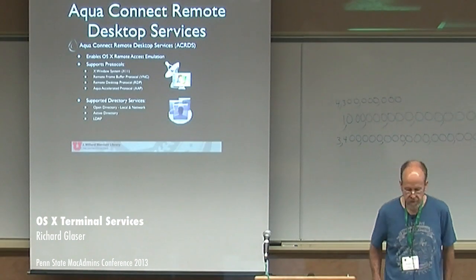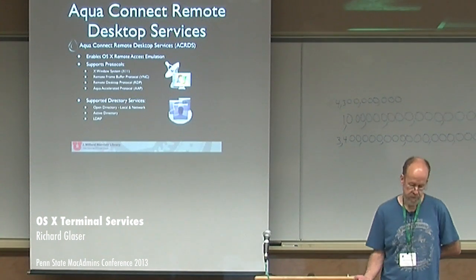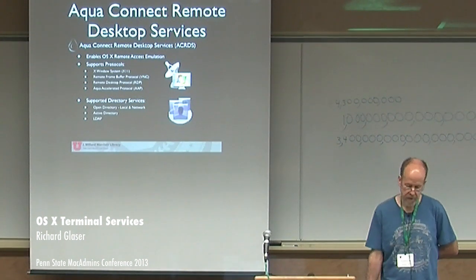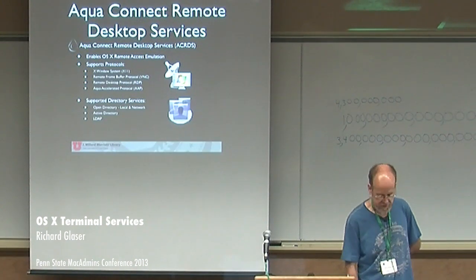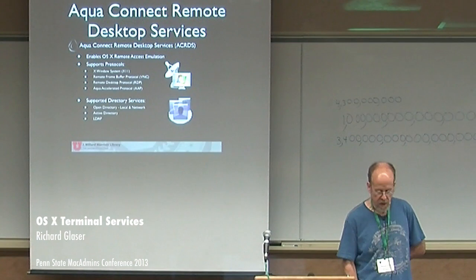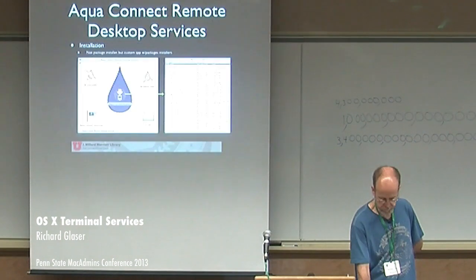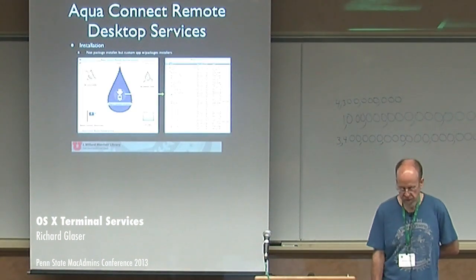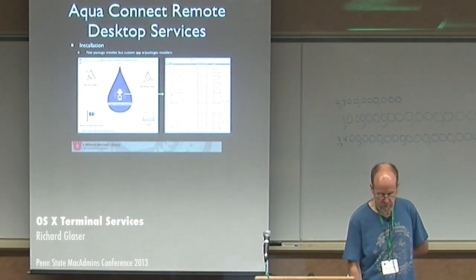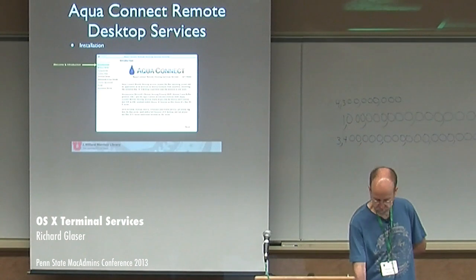Next, I'm going to talk about the specifics of the Aqua Connect software. First, the terminal server, which they term Aqua Connect Remote Desktop Services. This basically enables OS X remote access and emulation. Again, it supports X11, VNC, RDP, the Aqua Connect Accelerator Protocol, or AAP, and directory services, which I mentioned before. For installation, they create a custom installer, so it's not a package installer, but it installs package installers.